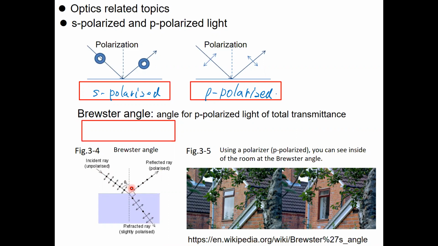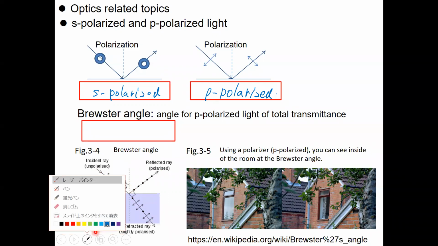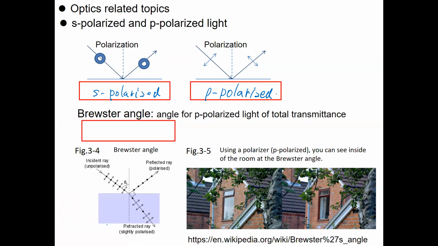So this angle can be defined by tangent of the angle being equal to N2 over N1. So this one is the N1 side to the N2 side. At this angle, there's no reflection of the P-polarized light.